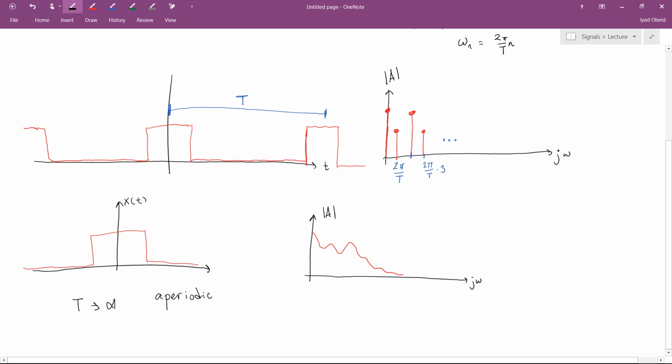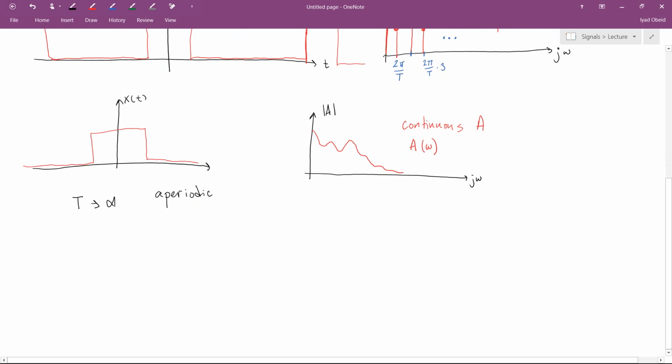Okay? So before we had discrete values of A, one for each harmonic number n, and now we have continuous values of A. And instead of A being, there's no harmonic anymore. There's no n equals 0, n equals 1, and so on. Now we say that A is a continuous function of frequency.